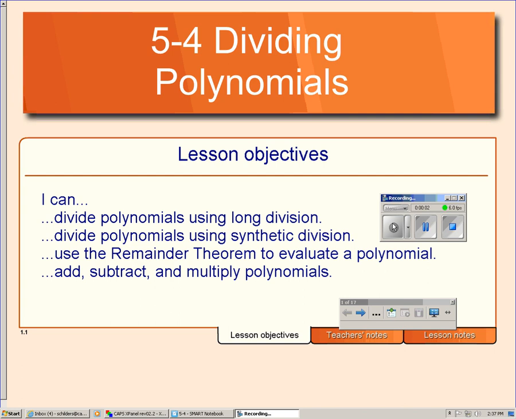Lesson 5.4 is about dividing polynomials. So in this first lesson, I'm going to show you how to divide polynomials using long division. The rest of that stuff will be in another lesson.